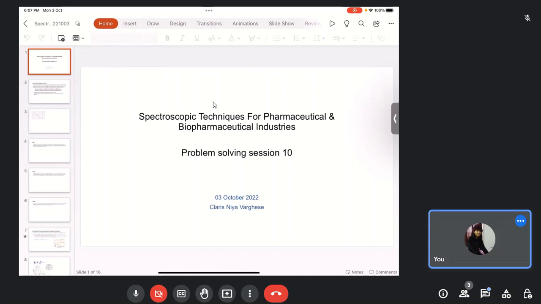The 10th problem solving session for the course Spectroscopic Techniques for Pharmaceutical and Biopharmaceutical Industries.